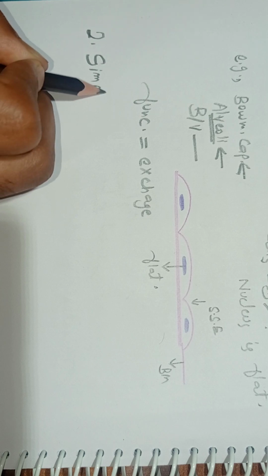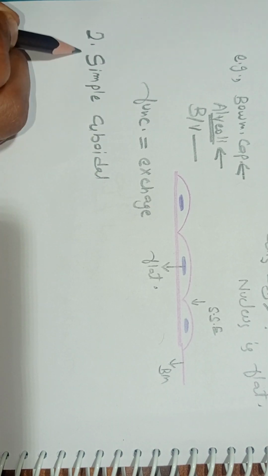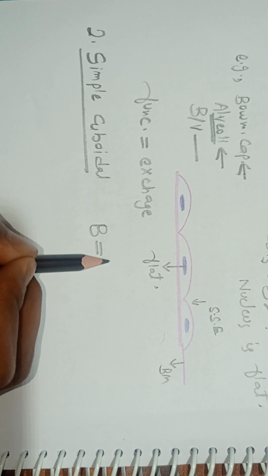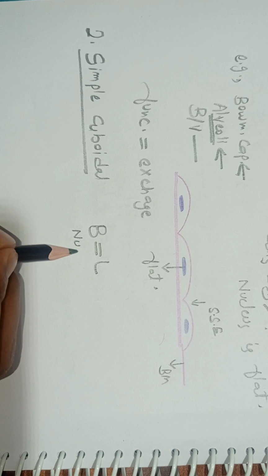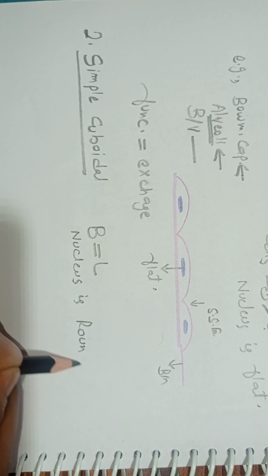The second type of simple epithelium is simple cuboidal epithelium. What is simple cuboidal epithelium? There are two points we should know about. Its breadth is equal to its length. Second, the nucleus is round. These are the two points.